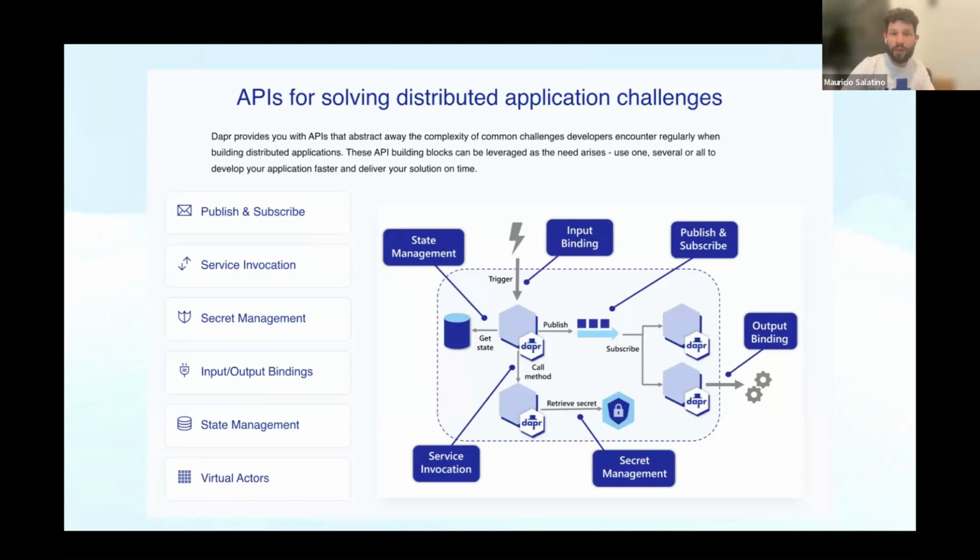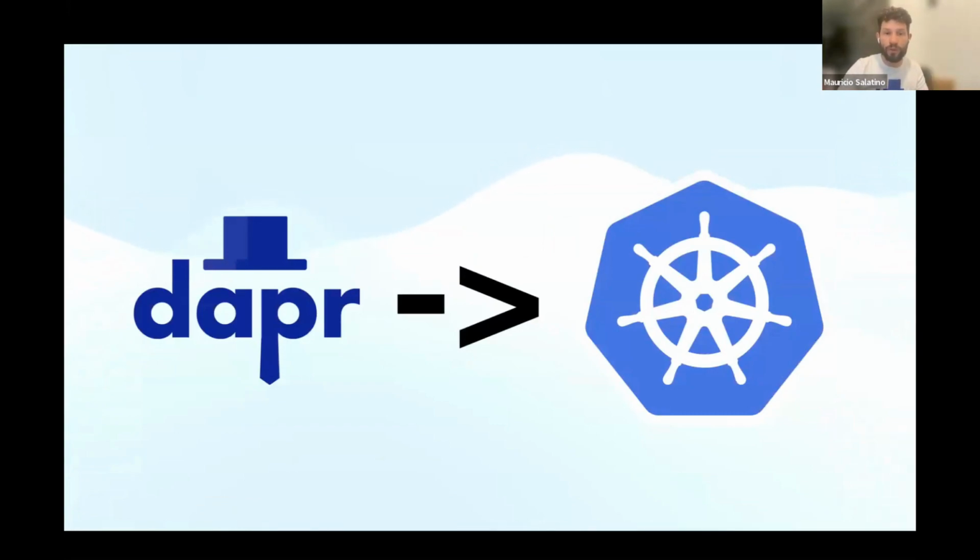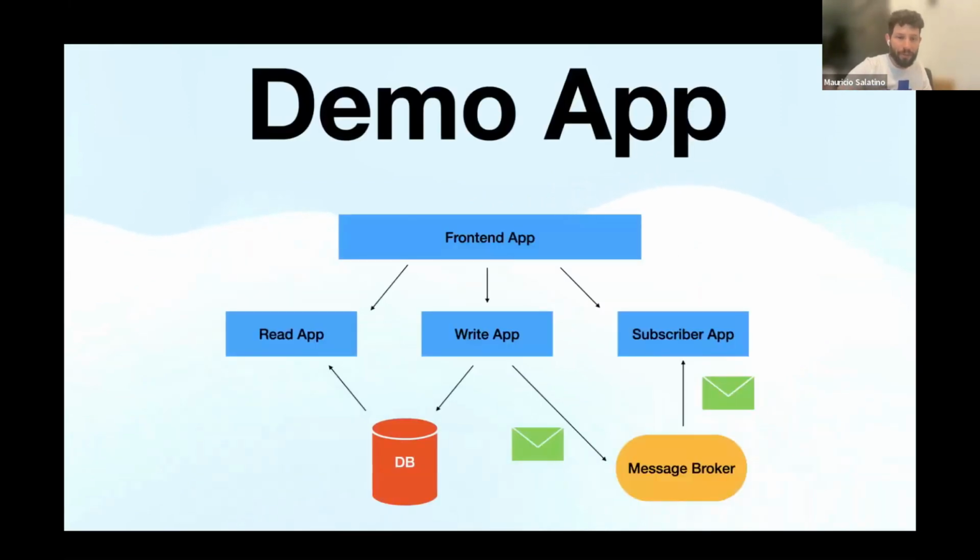Dapr works outside Kubernetes, but if you are in the world of Kubernetes, Dapr works like a Kubernetes extension. It's something that you install on your Kubernetes clusters, and it will give you access to local APIs for your applications to use. I have created a demo application that we will be using for showing both Testcontainers and Dapr in Kubernetes. It has a very simple architecture.